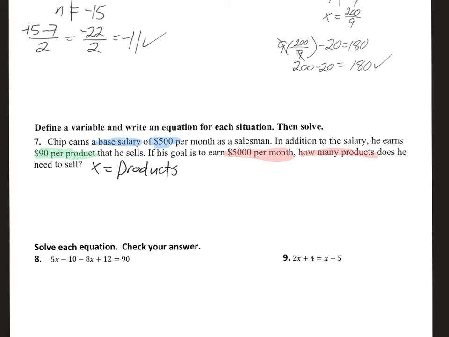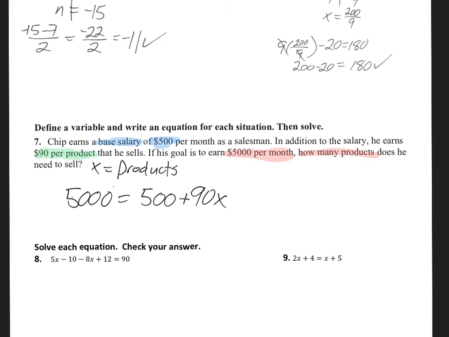So that tells me I'm going to have 5,000 equals a base salary. So what does base salary mean? Is that like how much I get per something, or is that just what it is? That's what you get. It's what you just get automatically. So you get 500 no matter what. So plus $90 per product. What does per mean? Per means multiply. So 90x, because we said x is the number of products.